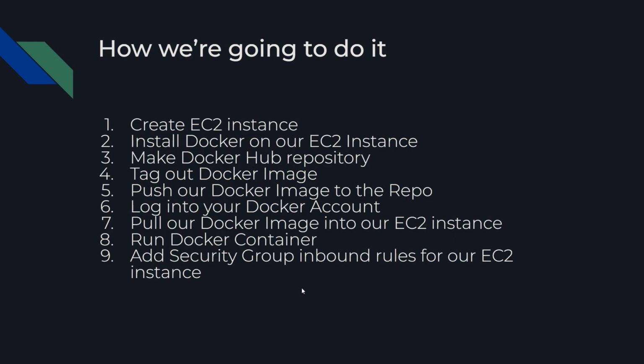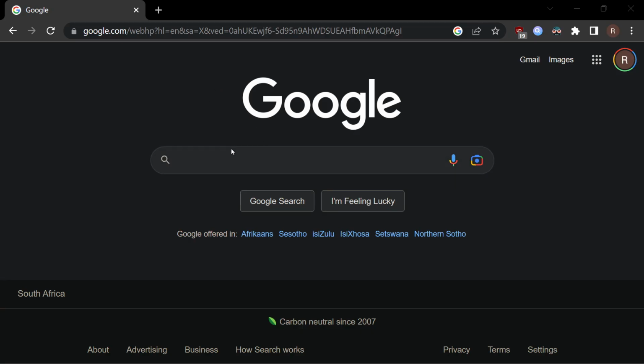After that, we're going to log into our Docker account on the EC2 instance, pull our Docker image into our EC2 instance, and after that, run the Docker container. And finally, we're going to add security group inbound rules for our EC2 instance so you can connect to it through HTTP, and we're going to have to open up port 3000 as well. Cool. So let's get started with deploying your model to the EC2 instance.